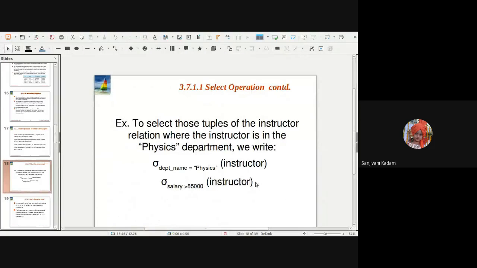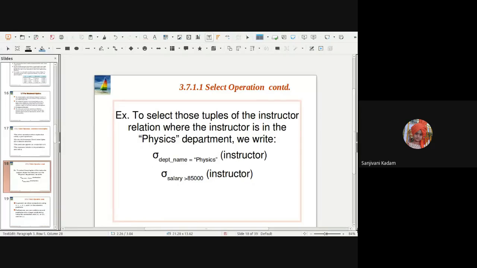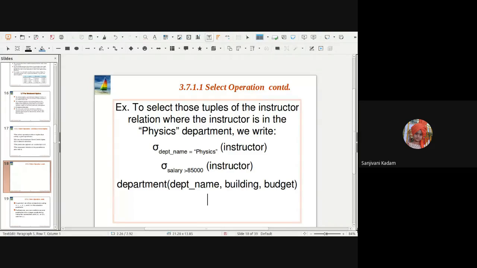Actually, the department relation is not given here, so I will list only the schema. Department is the relation name, which has attributes like department name, building, and budget. Okay, these are the attributes of the department relation. Now I want to list those departments which are in the second building. Okay, this is my requirement: the department should be available in the second building.